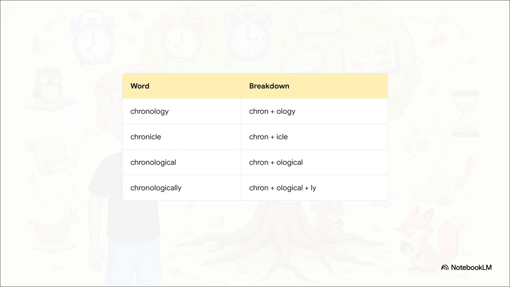Chronology is simply our root C-H-R-O-N plus ology, meaning the study of. Chronicle is C-H-R-O-N plus icle. Then we layer it up. Chronological is C-H-R-O-N plus ological. Need an adverb? Boom, just snap on an LY brick to get chronologically. See? It's not some scary 15-letter monster. It's literally just 4 friendly puzzle pieces stacked together.